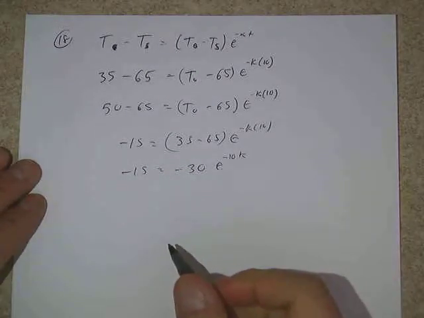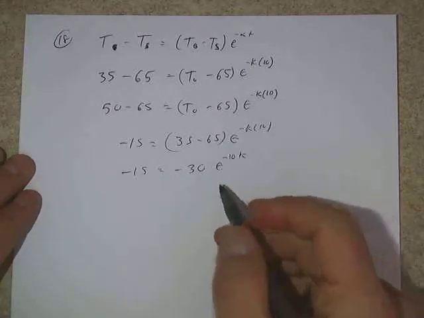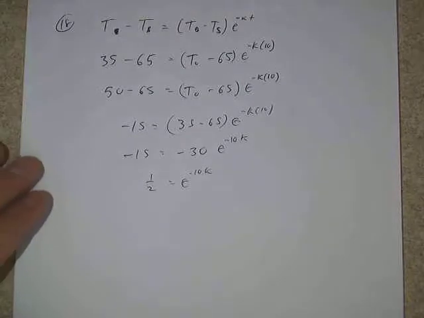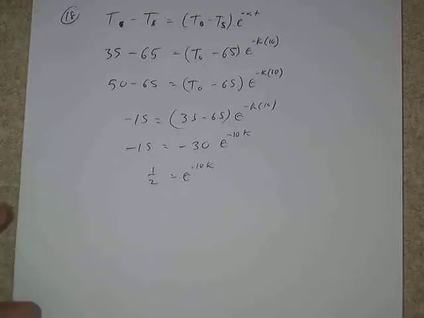So we got negative 15 here, we got negative 30 here, we got e to the negative 10K. And we're solving an exponential equation. Make sure you get the e, or whatever the exponential base is, alone first. So dividing, we get a half over here, e to the negative 10K.